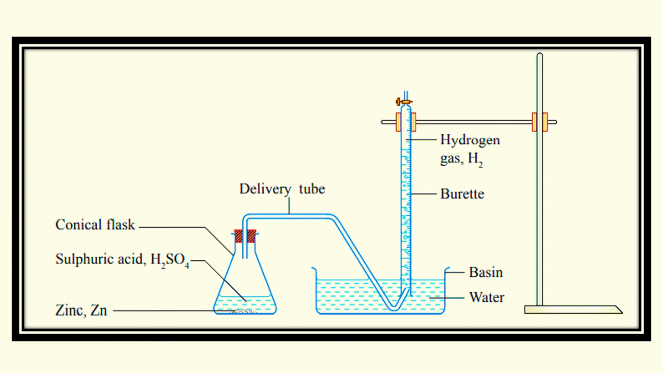Okay, so we use this setup of apparatus to measure the volume of gas produced in the lab. This is an example of Activity 7.1, using the reactants zinc and sulfuric acid, which will produce hydrogen gas. The hydrogen gas is collected in a burette.